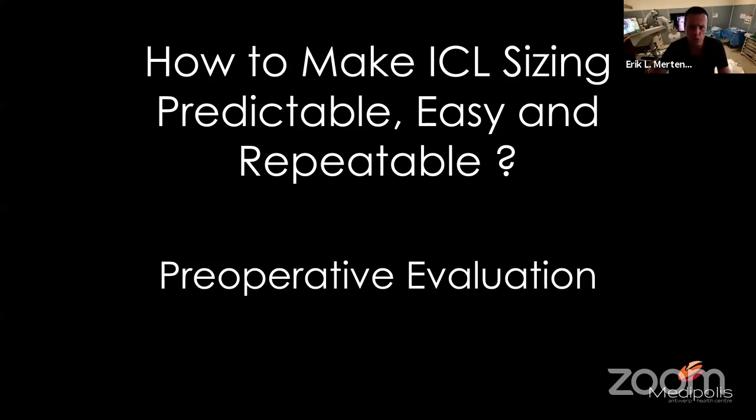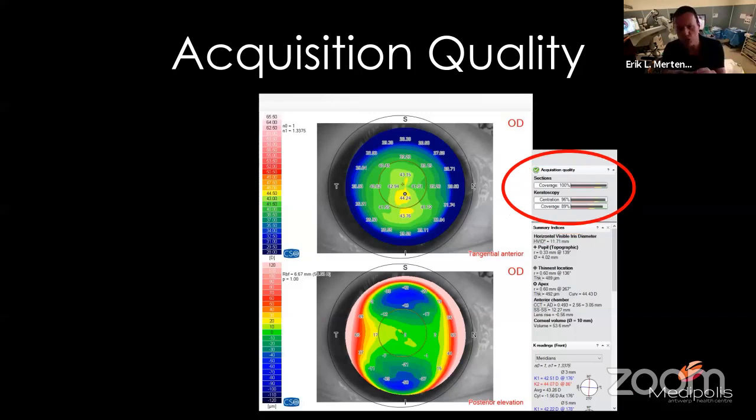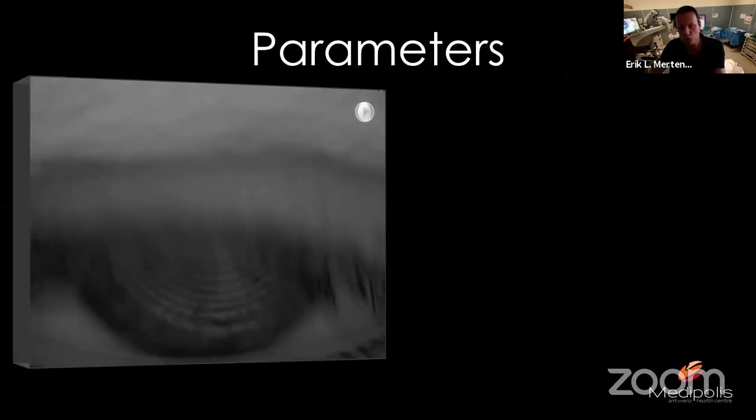This is what we do preoperatively when we evaluate eyes for ICL implantation. First of all, when we measure the eye, I look at the acquisition quality. As you can see here at the right top, coverage 100%, centration and keratoscopy coverage also very high, almost 90%. It's all in green, so we know this is a good measurement. When you don't have this, then please try again, because you can end up with false measurements and also false outcomes.